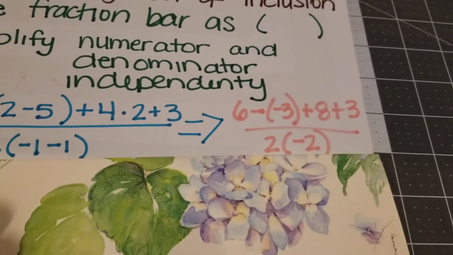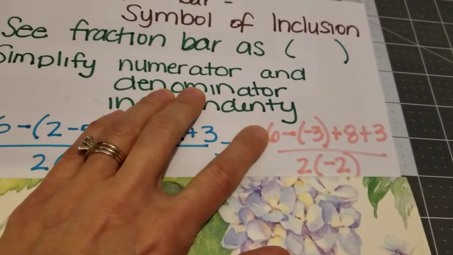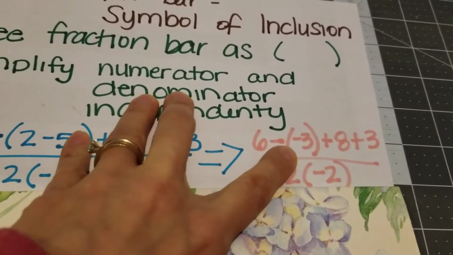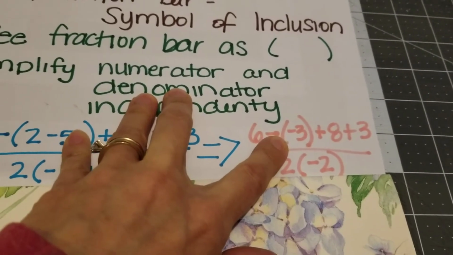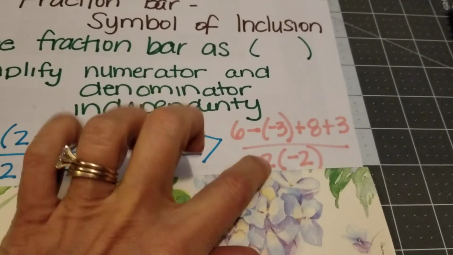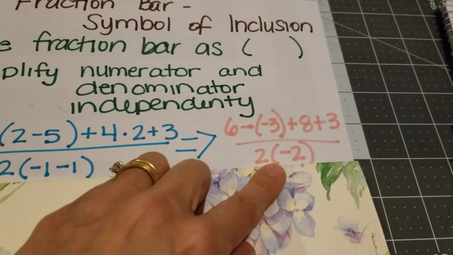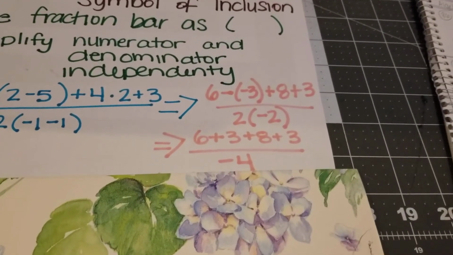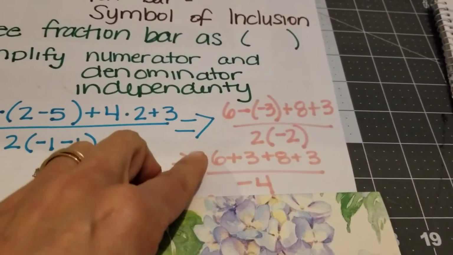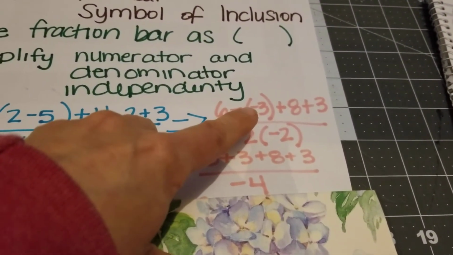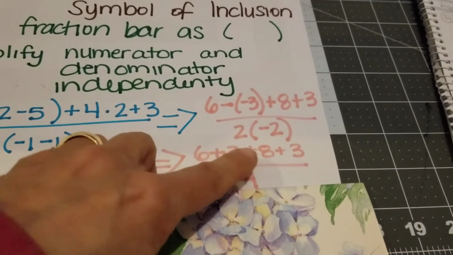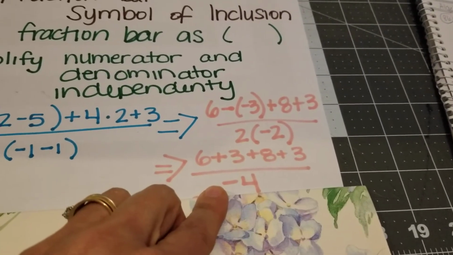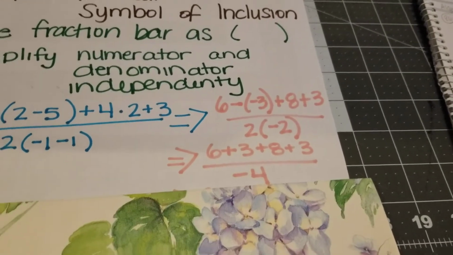Now this next step, I'm looking and I can go ahead and simplify these 2 negatives in a row. We know 2 negatives in a row equals a positive, so a plus, plus 3. And I can also do this bottom part because that's not impacting anything else. So let's go down here. I rewrote my 6. Negative, negative is positive, so plus 3. Plus 8 plus 3. And then over negative 4. 2 times negative 2 is negative 4.